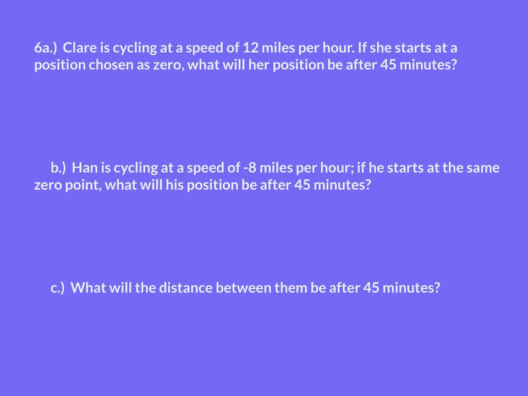Next, Claire is cycling at a speed of 12 miles per hour. If she starts at a position chosen as 0, what will her position be after 45 minutes? Okay, so she's going 12 miles per hour. She's starting at 0. What is her position after 45 minutes?